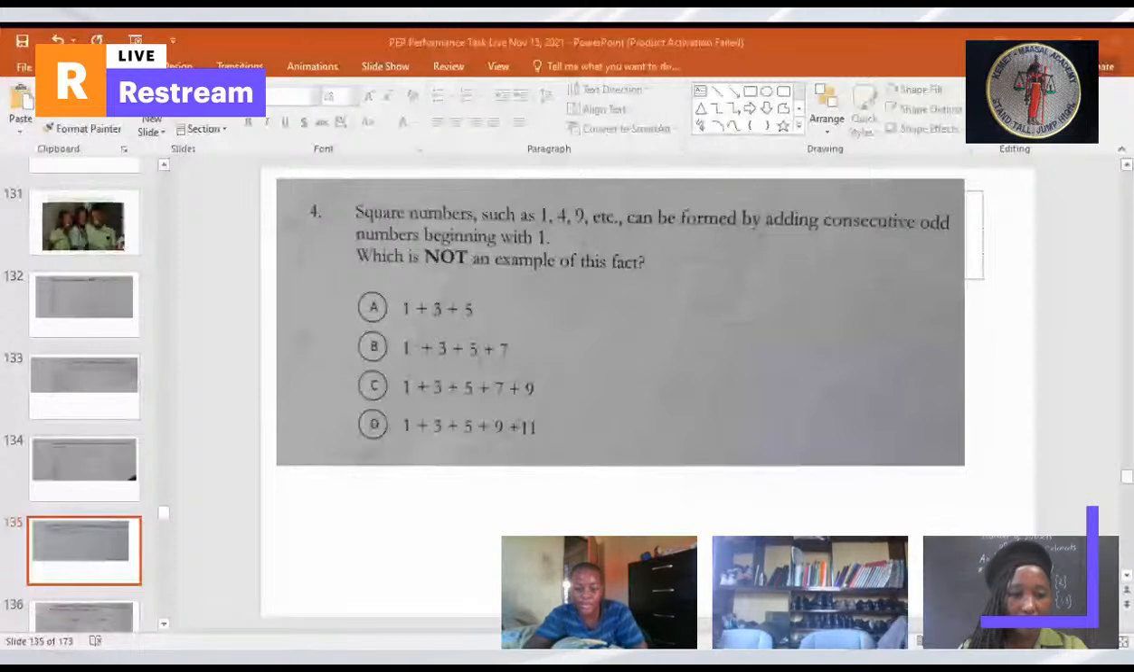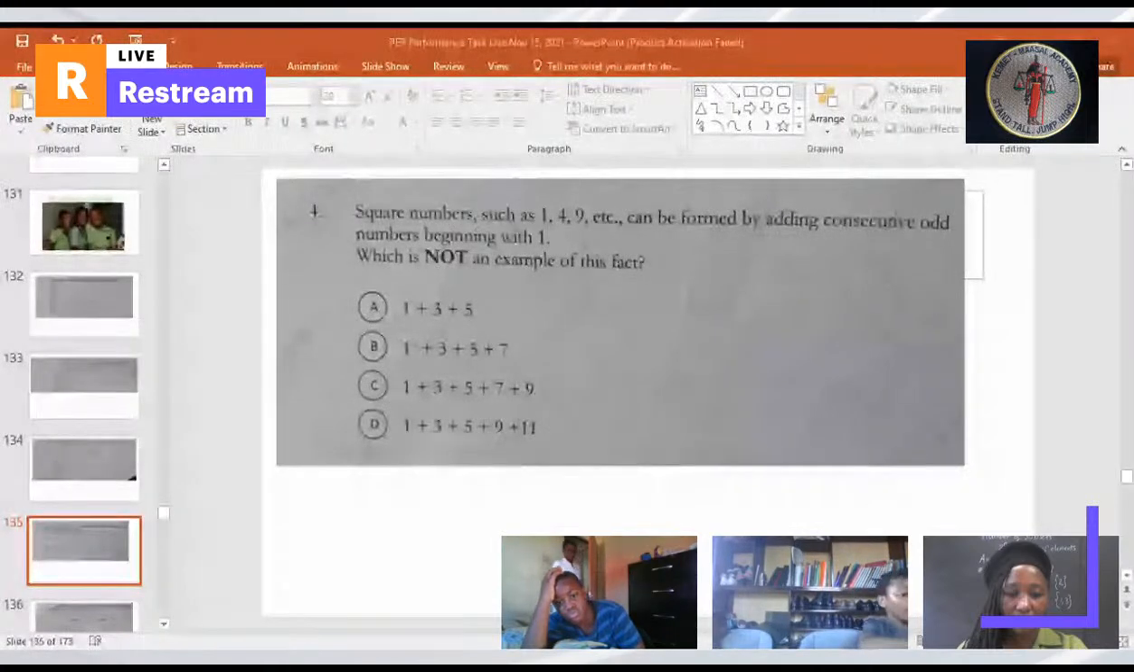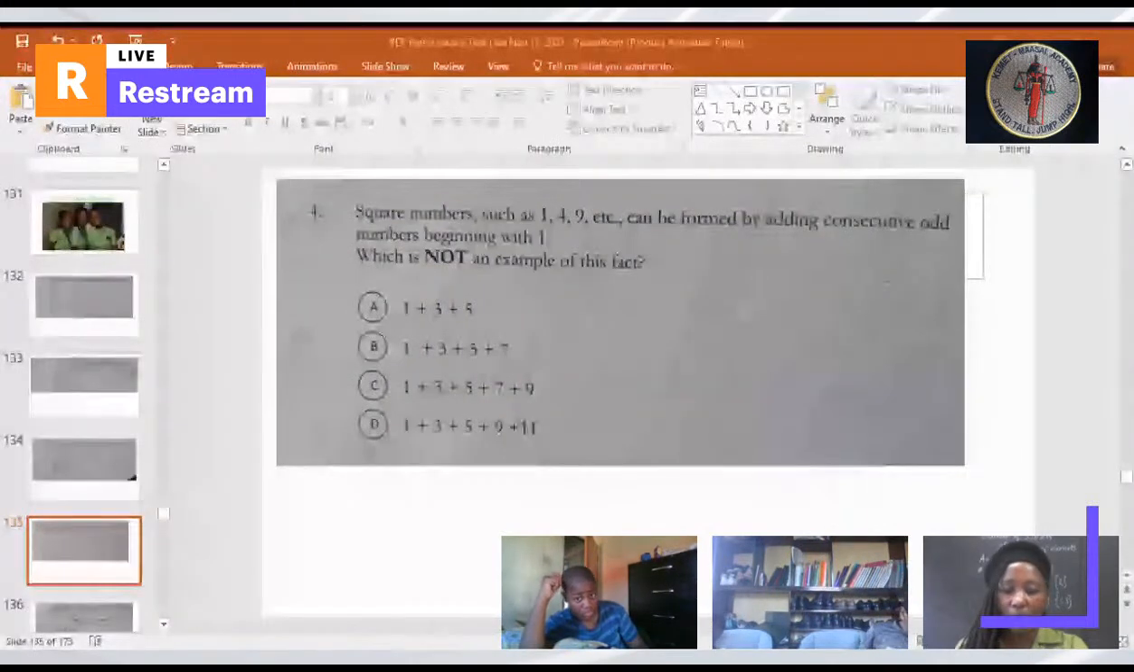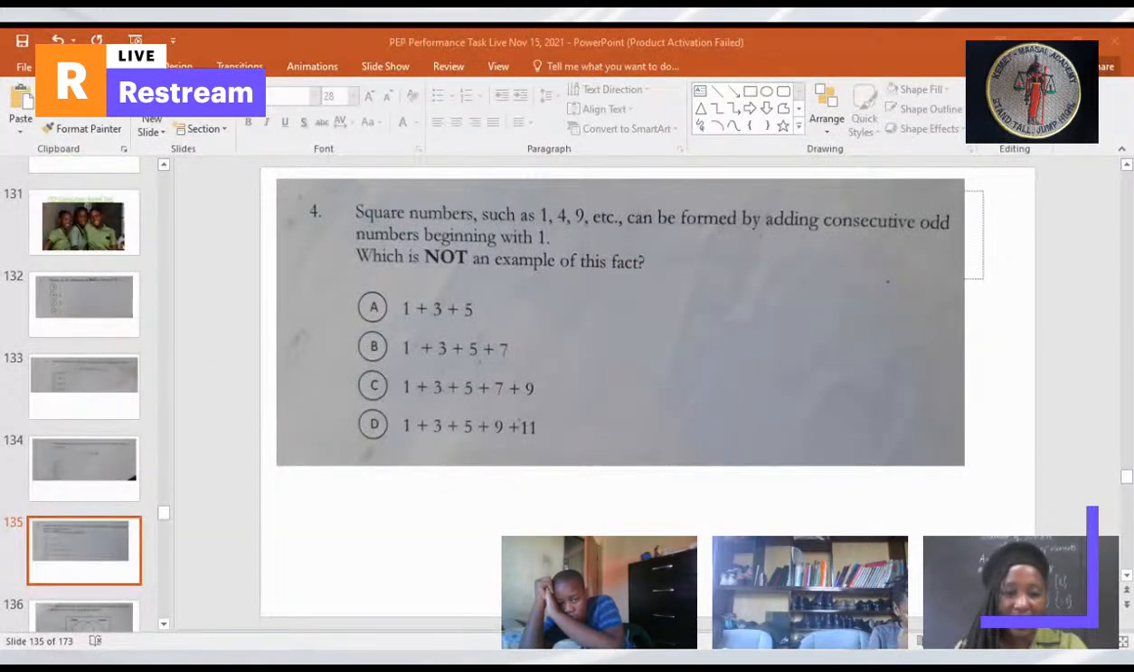Anyone else have any idea regarding this one? Number 4. So they're saying square numbers such as 1, 4, 9. 1 is a square number because it's the result of multiplying itself. 4 is a square number, it's 2 times 2. 9 is a square number, 3 times 3, and so on.